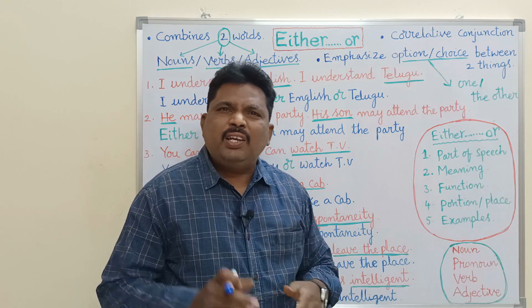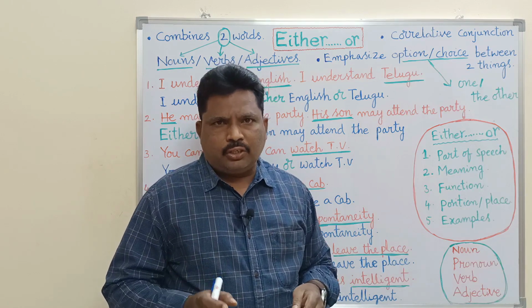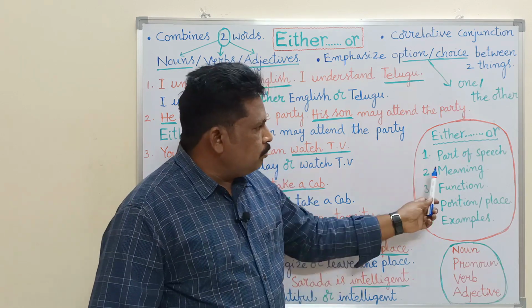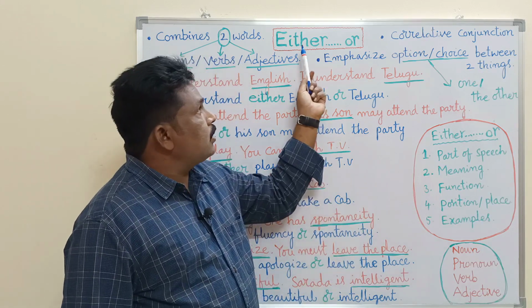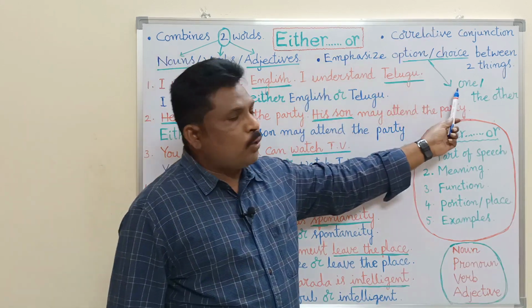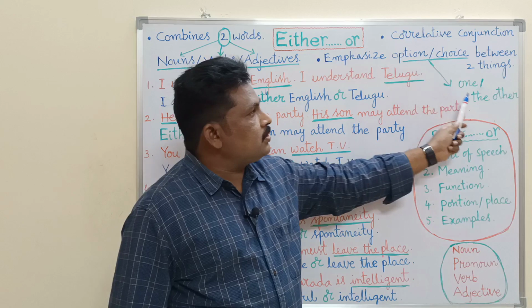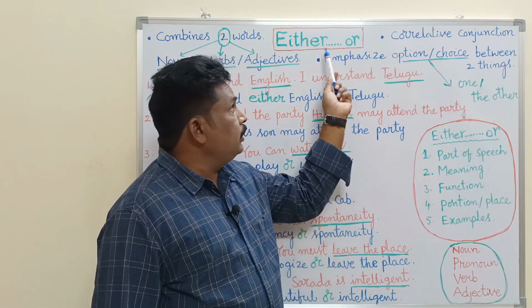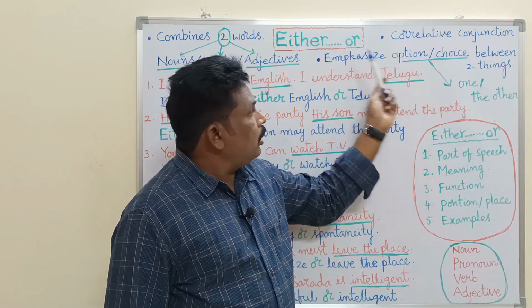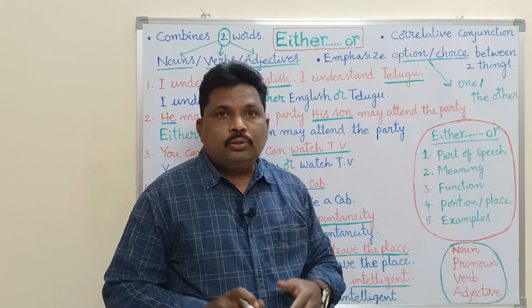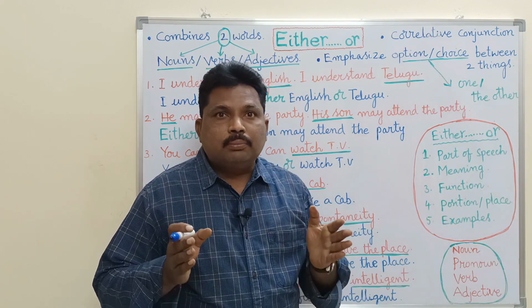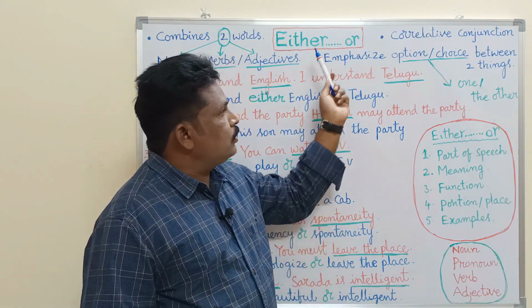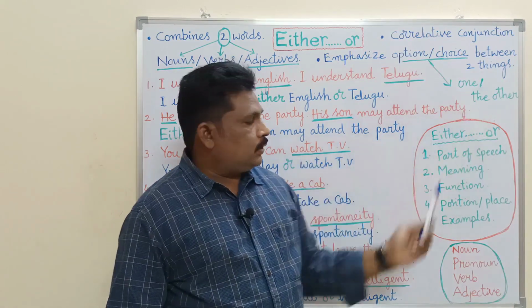Next, what is the meaning of this conjunction either or? The meaning of this conjunction is: either means one, or means the other. Either means one, or means the other. So it gives the meaning that it is one or the other.